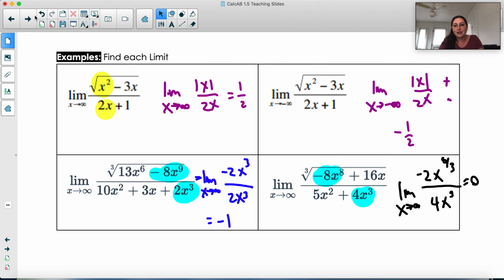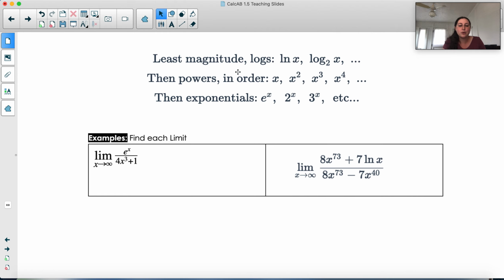All right. Those are probably the most tricky situations. The rest are really simple. And lastly, if you have x to the 4th and x to the 3rd, it's easy to see which one's bigger or smaller. Just keep in mind when it comes to functions, the least magnitude, the smallest things, are logs. So ln, natural log, log base whatever. Then comes powers, like polynomials, like x squared, x to the 3rd. Then comes exponentials. So that's the order.